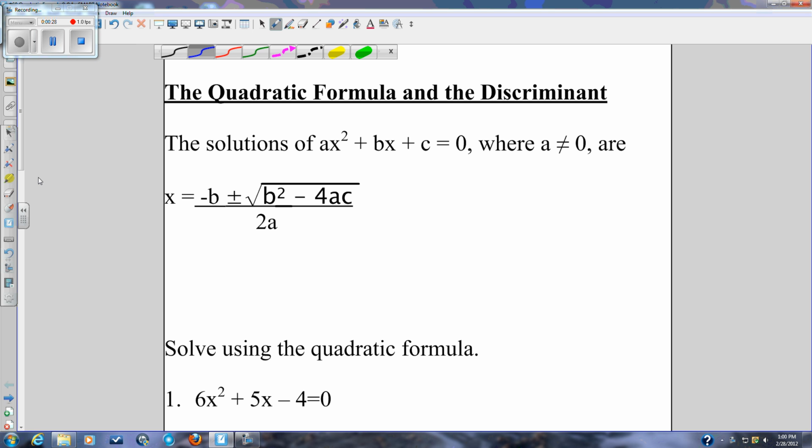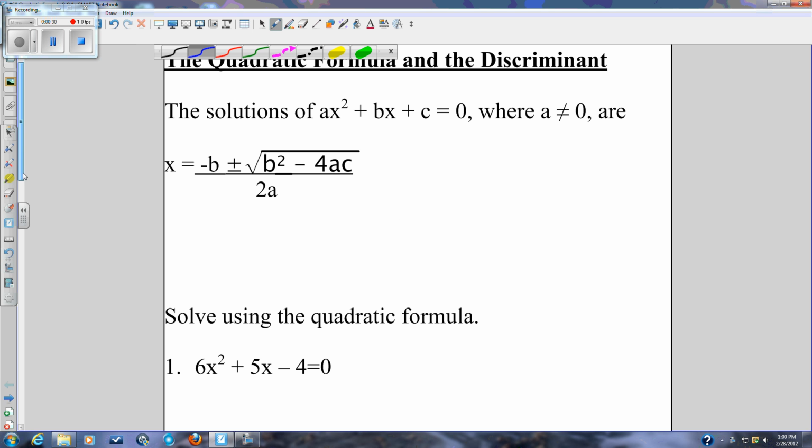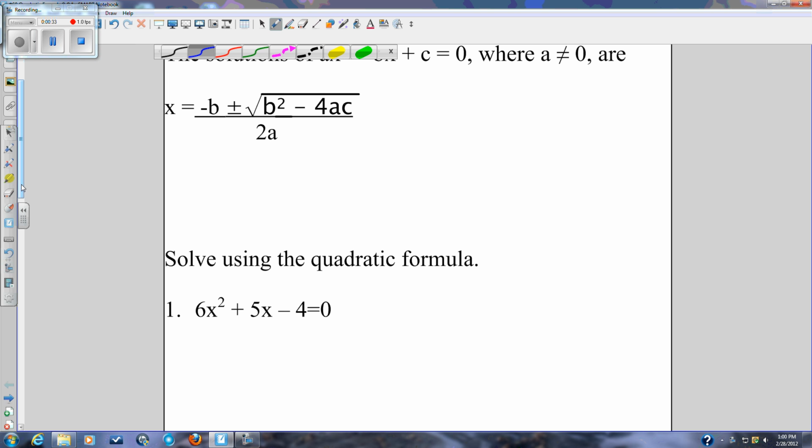I know it looks a little long, a little intimidating, but it really is quite simple to use once you get the hang of it. What we're going to do first is look at an example. We want to solve 6x squared plus 5x minus 4 equals 0 using the quadratic formula. So a is 6, b is 5, and c is negative 4.